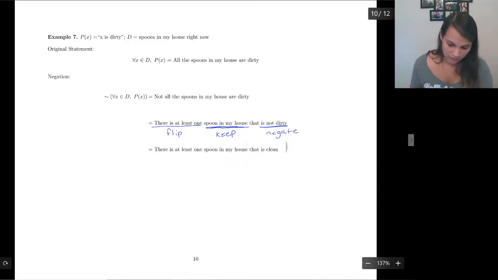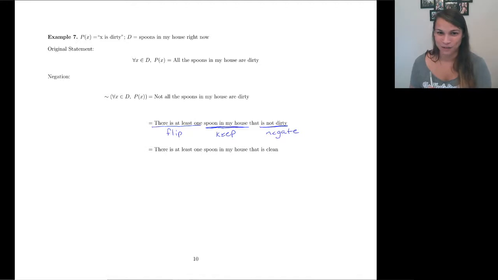So let's take it one more step and say there is at least one spoon in my house that is clean. I promise I do have clean spoons. Okay, so we did the flip, we did keep, we did negate. It followed that pattern. So negating for all is the same thing as there exists one that doesn't obey this rule.